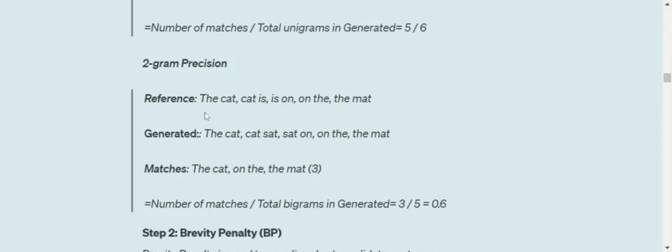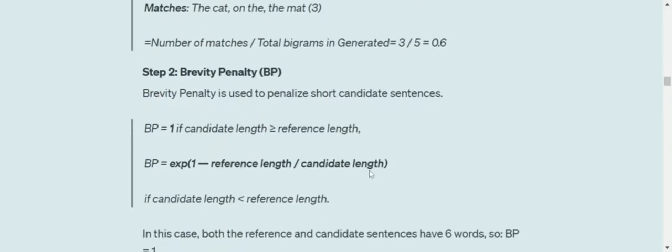Whatever bigrams are matching, we are calculating that number. 3 matches have been found out of the total bigrams generated. The total number of bigrams generated is 5. So 3 upon 5, the 2-gram precision is 0.6.